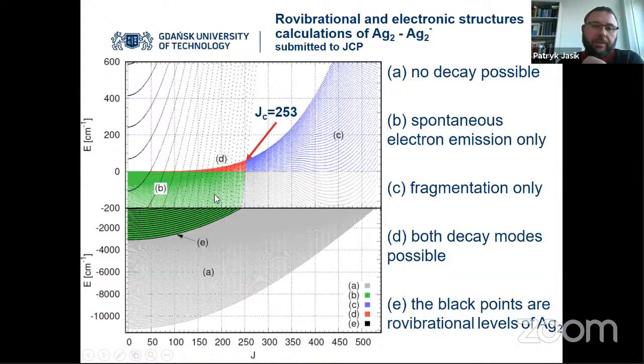Analyzing this feature, we were able to find a critical J, which is the last J for which the two channels, spontaneous electron emission and fragmentation, are open, and for J bigger than this critical J, only the fragmentation channel is open.